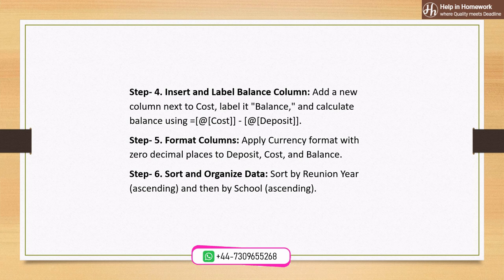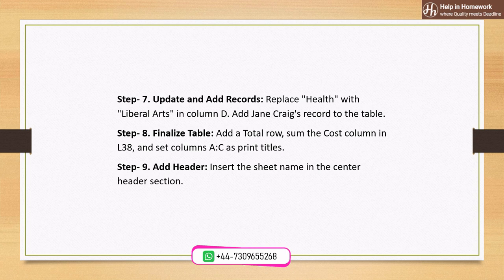Step 5. Format columns, apply currency format with 0 decimal places to deposit, cost, and balance. Step 6. Sort and organize data, sort by reunion year, ascending, and then by school, ascending. Step 7. Update and add records, replace Health with Liberal Arts in column D. Add Jane Craig's record to the table.